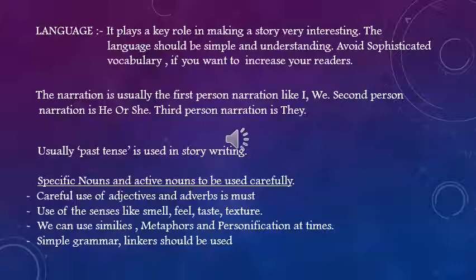Narration is basically of three types: the first person narration, like I or we, the second person, and the third person, like he or she. Past tense is usually used in story writing. Be careful to use specific nouns and active verbs. Use adjectives and adverbs carefully, along with the senses like smell, feel, taste, and texture. You can also use similes, metaphors, and personification. Simple grammar and linkers should be used.